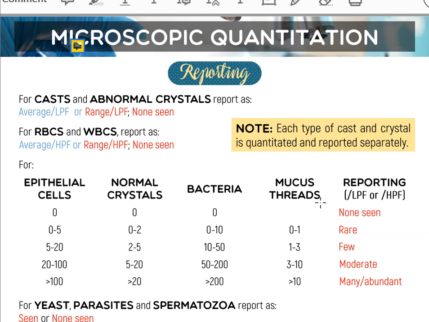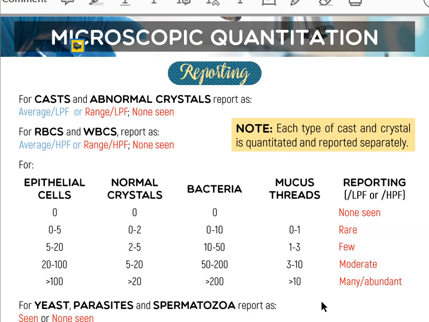Okay? So, non-seen is 0. Rare depends on the element: 0 to 5, 0 to 2, 0 to 10, 0 to 1. Few is 5 to 20, 2 to 5, 10 to 50, 1 to 3. Moderate is 20 to 100, 5 to 20, 50 to 200, 3 to 10. And many or abundant is greater than 100, greater than 20, greater than 200, greater than 10.